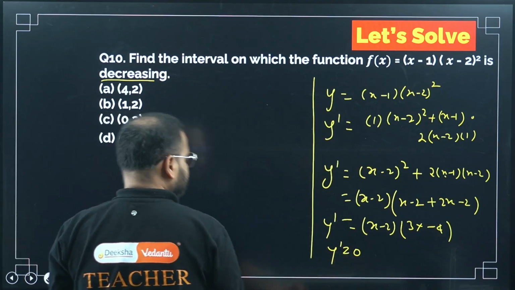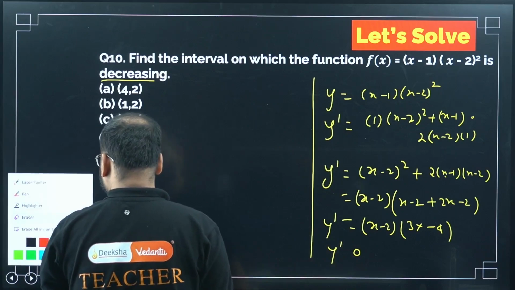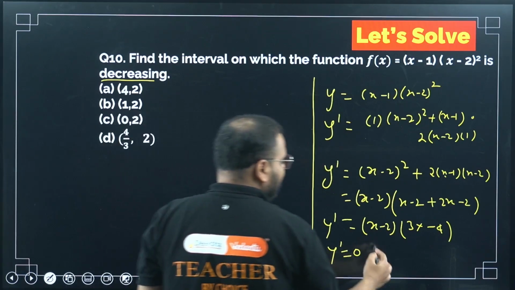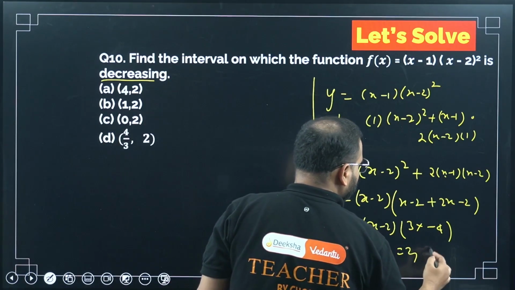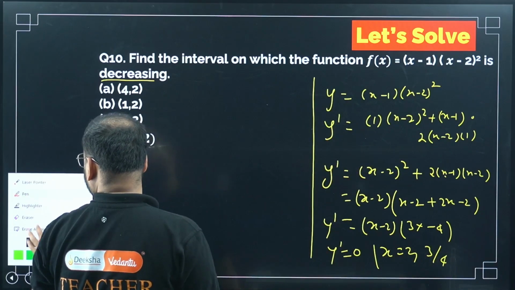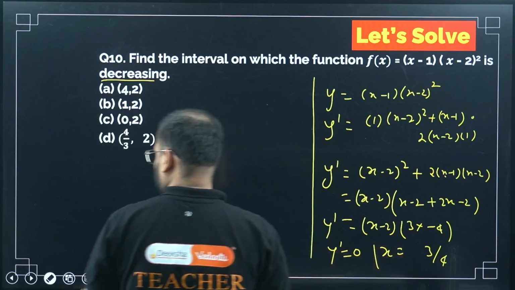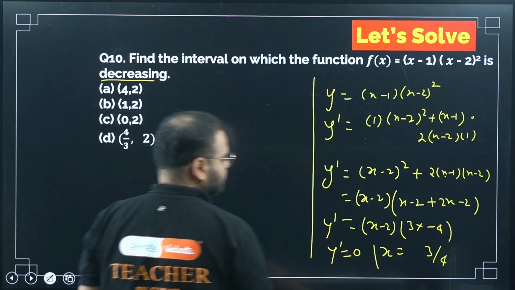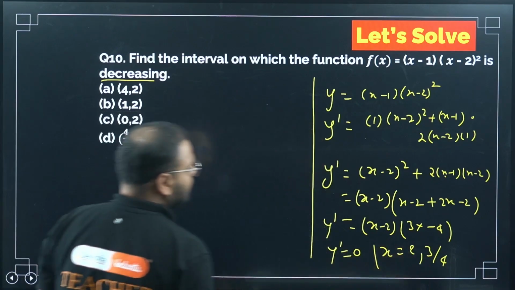Find the critical points, please. Put y dash equal to 0. I'll get x as 2 and 3 by 4. Okay, it's 2 and 3 by 4.